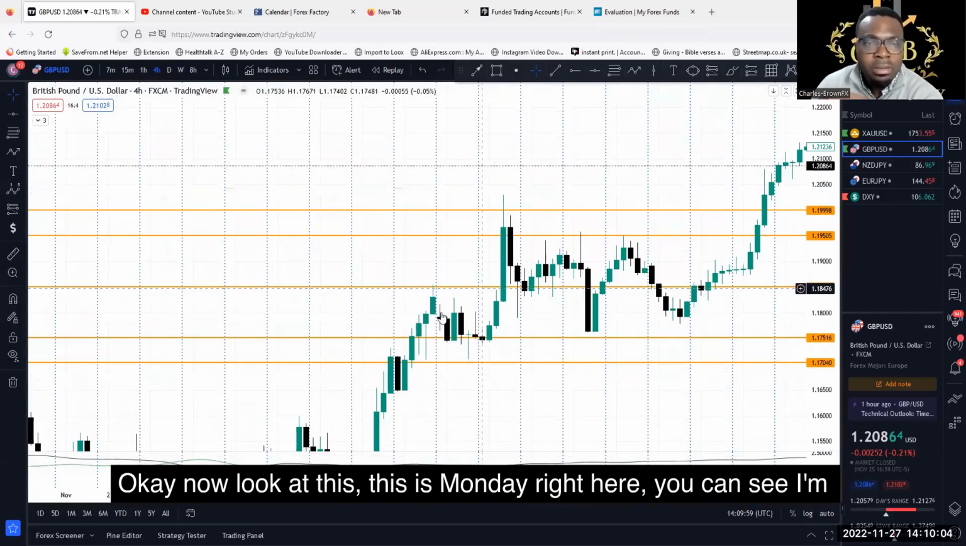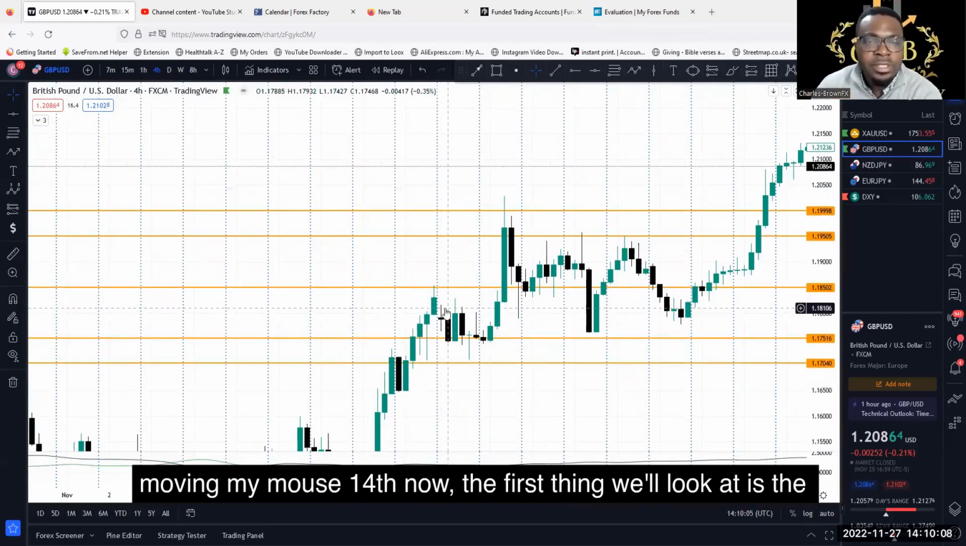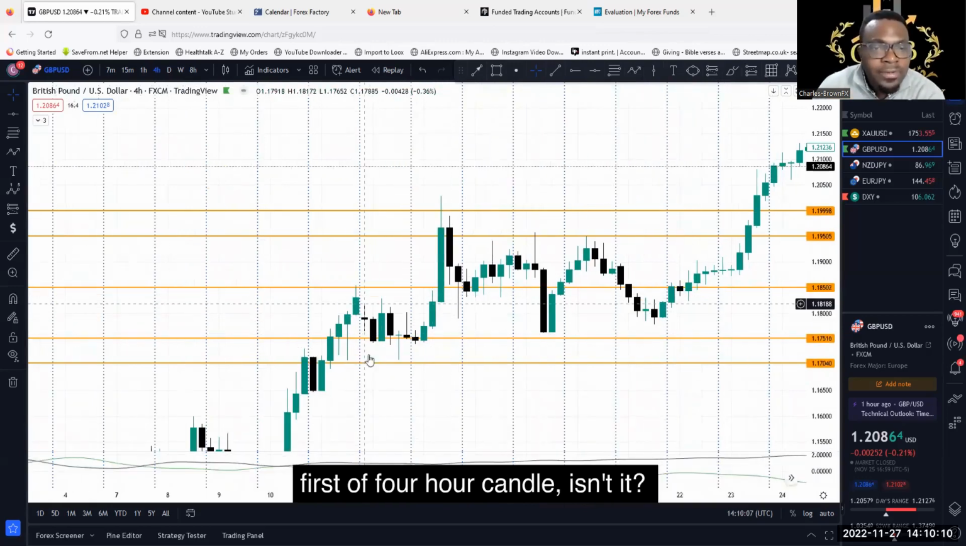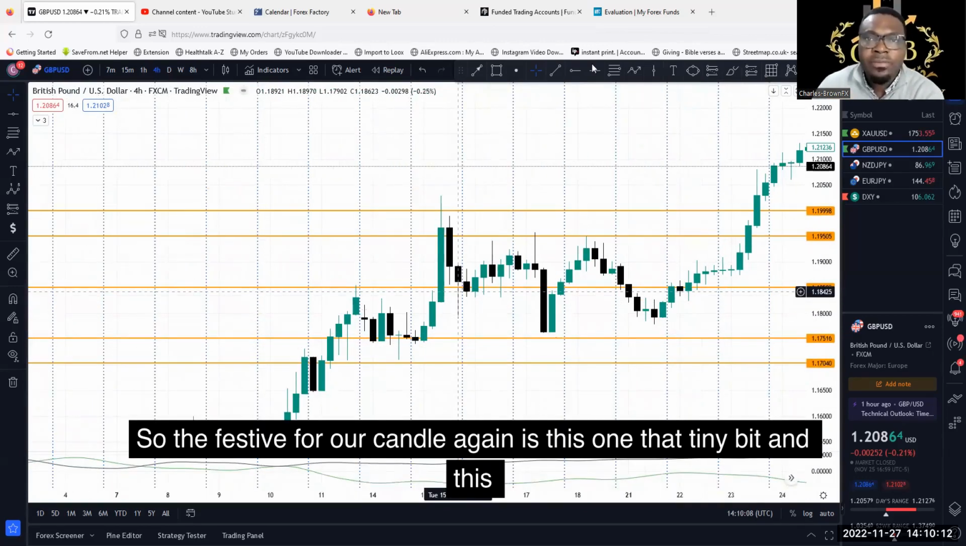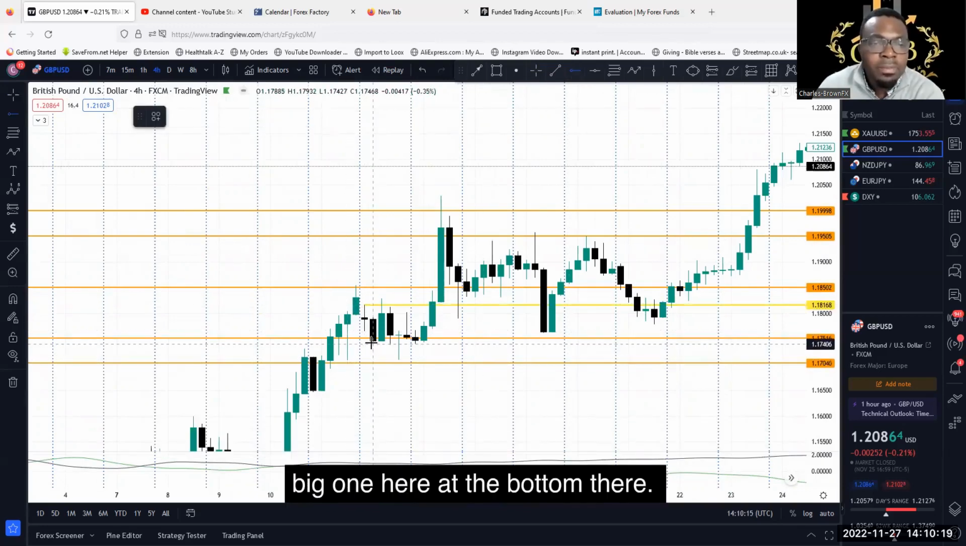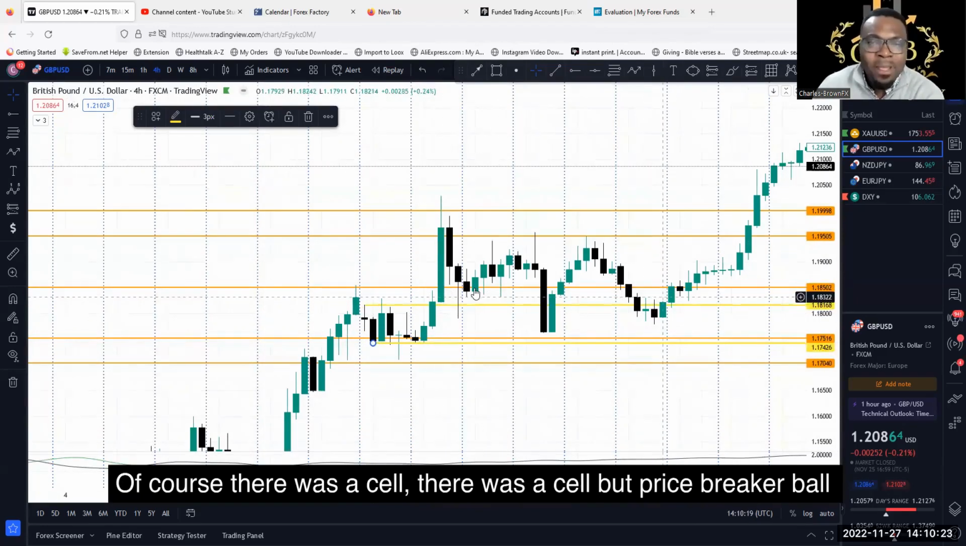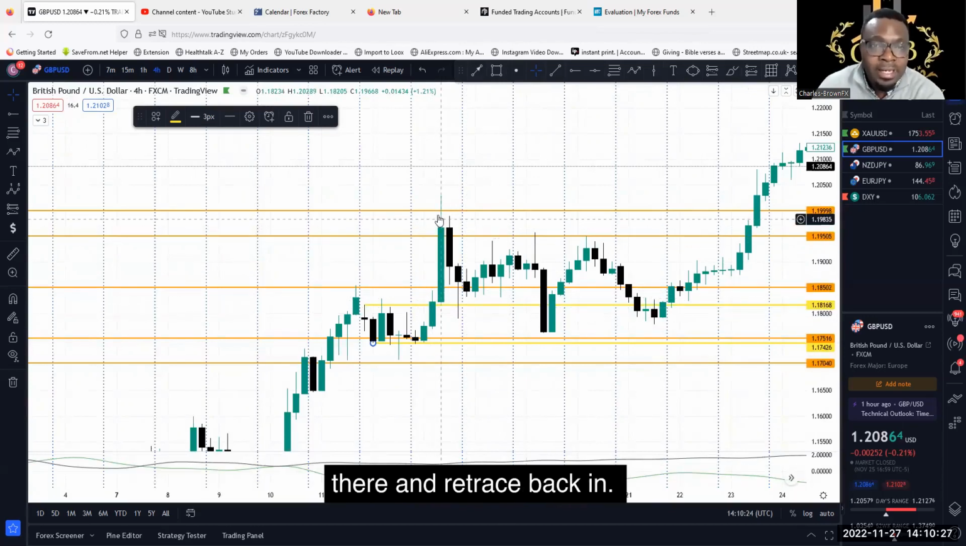Okay, now look at this. This is Monday right here. Now the first thing you want to look at is the first 4-hour candle, isn't it? So the first 4-hour candle again is this one, that tiny bit, and this big one here at the bottom there. Now if you look all through, what do you see? Of course there was a sell, but price broke above it and retraced back in.